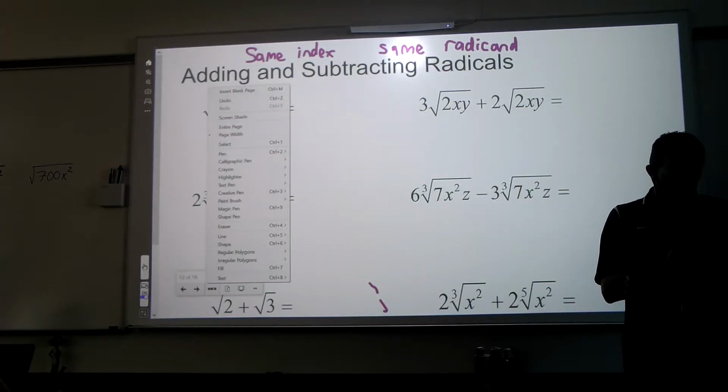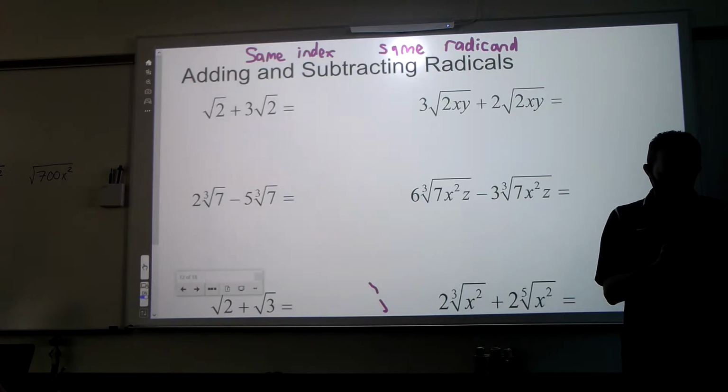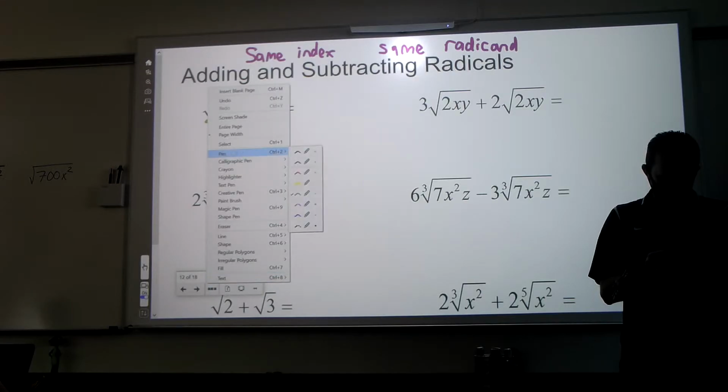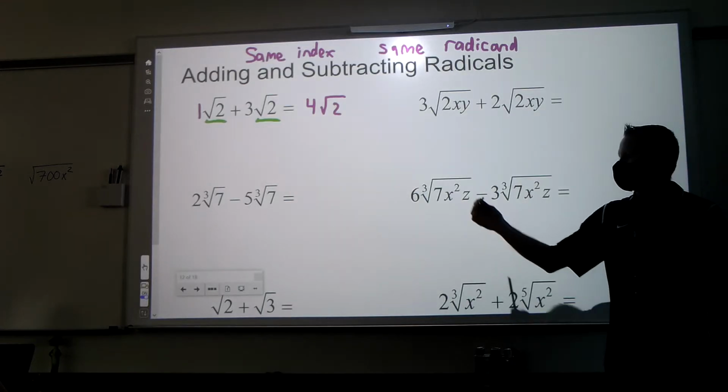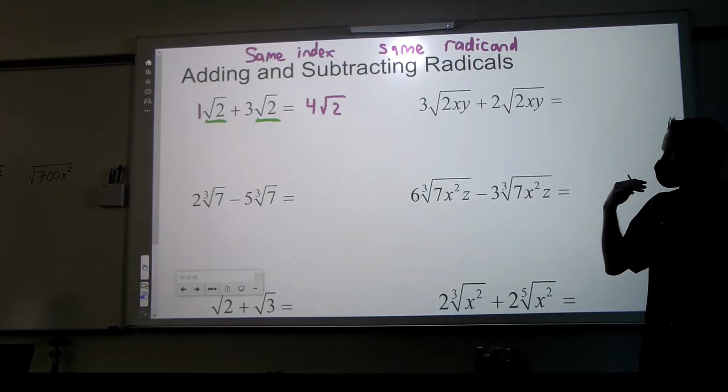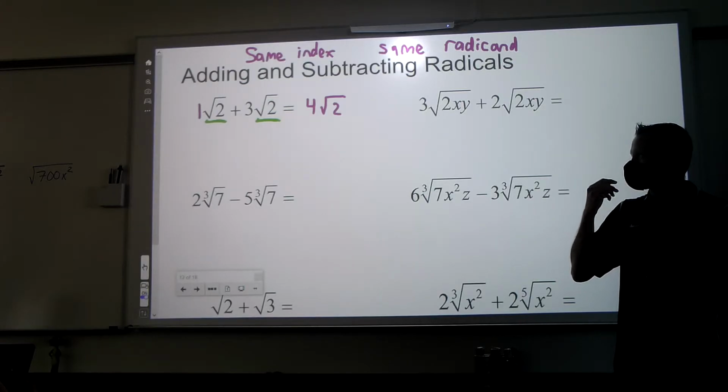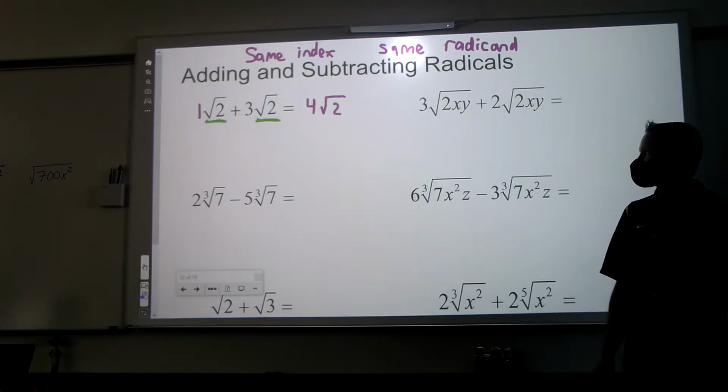So what I'm going to do, I'll show you this first one, okay? I'm going to look at this and say, okay, here's 1 square root of 2. I want to add that with 3 square roots of 2. Are they both square roots? Yes. Is the radicand the same? Is the thing under the square root the same? If the answer is yes, then you just add their coefficients. I have 1 plus 3, which is what? 4 square roots of 2. Just like when I had 1 tricycle plus 2 tricycles, that's 3 tricycles. 1 square root of 2 plus 3 square roots of 2 is 4 square roots of 2. They just have to be the same.